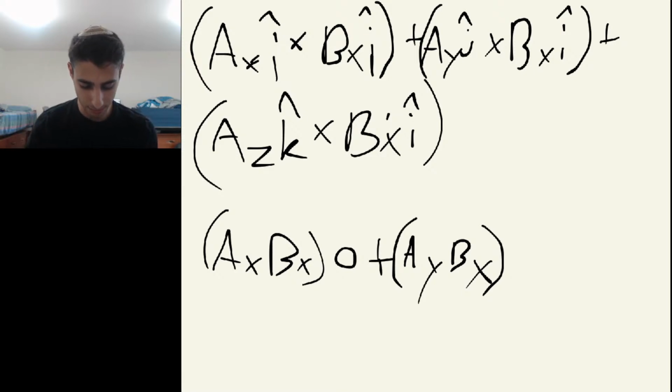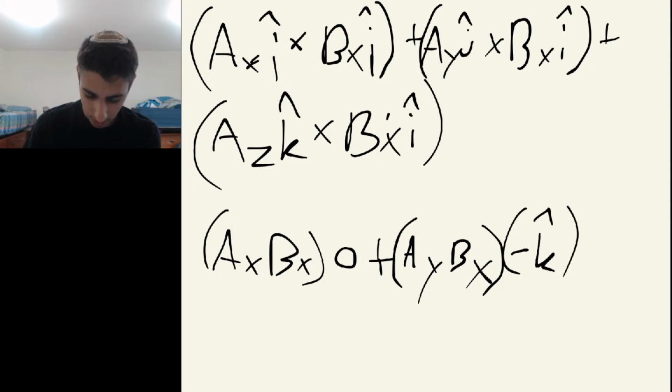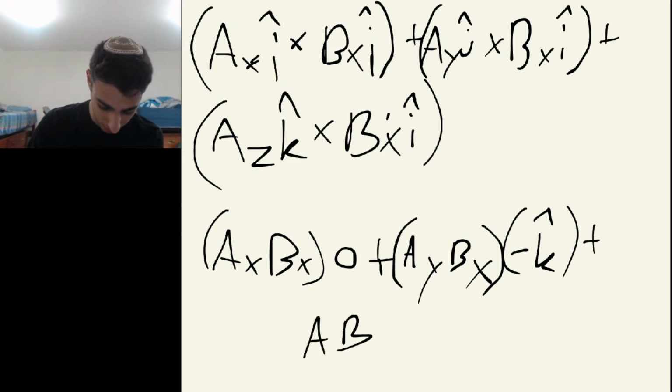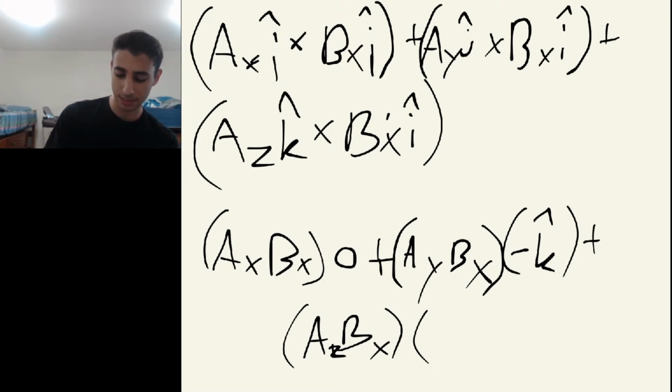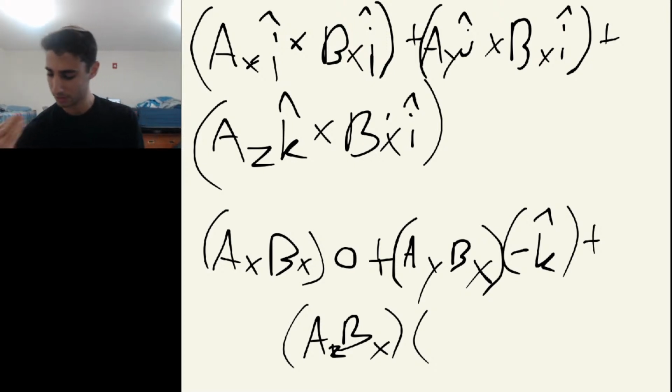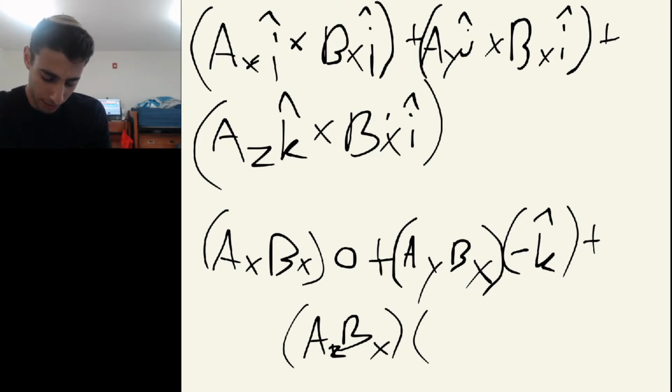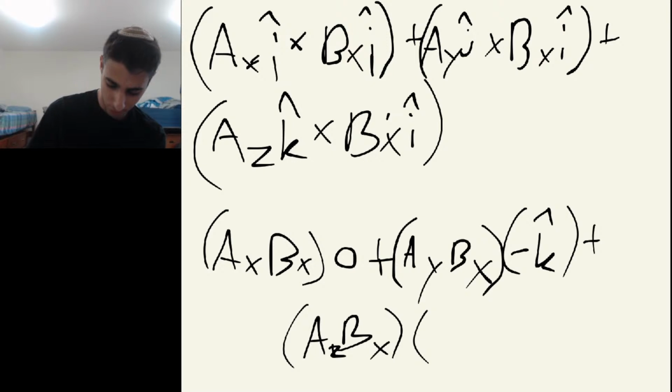So ax times bx times 0 plus ay times by times, we established that this is negative k using the right hand rule, plus az k hat cross bx i hat. Again, this is not going to be 0 because they're different base vectors. But we know it's going to be az bx in terms of magnitude, times what would the vector be? So let's figure it out. We put our right hand on the x-axis, with the right hand going toward us for the k, moving it to the i, so that's just j. It's going up, so that's just straight up j.